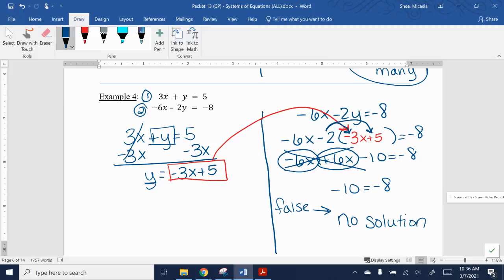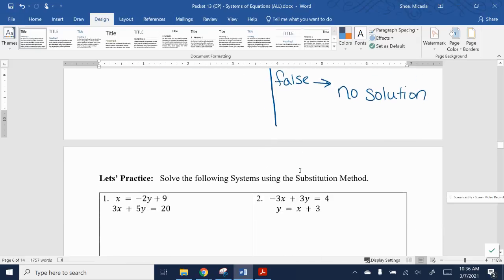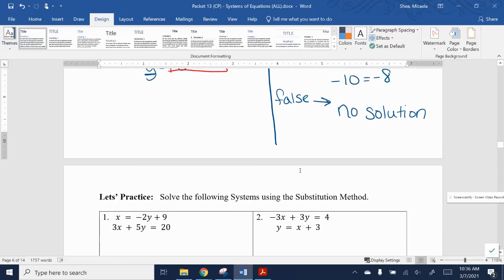Take your time to complete this, and then you're going to answer questions on the Nearpod, and from there, you'll be assigned the homework.